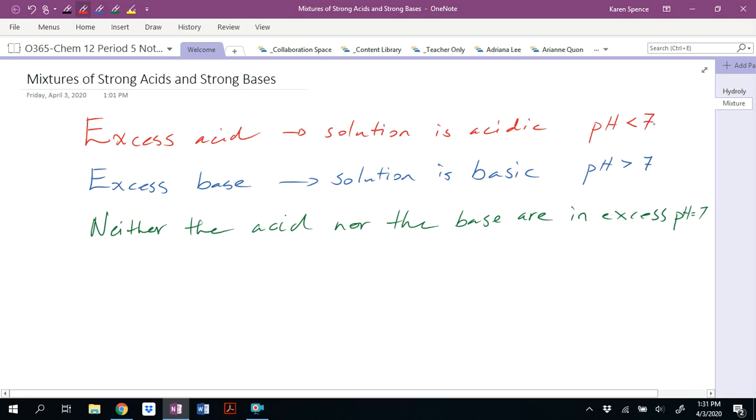Okay, so by excess acid, of course, we are meaning excess H+, and by excess base, we are meaning excess OH-.